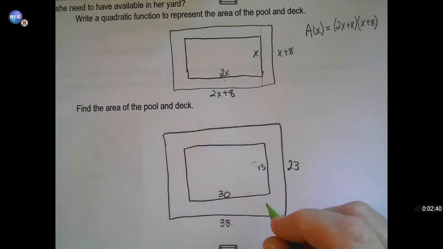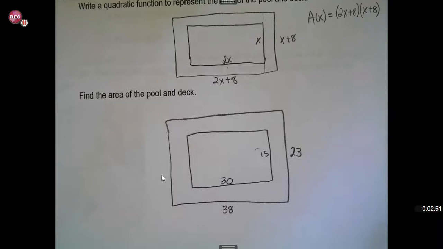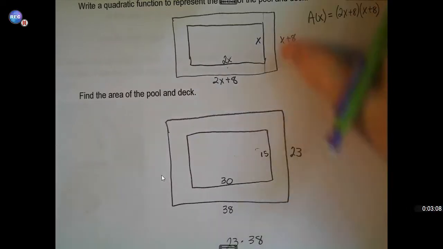To find out whether or not she has enough space in her yard for this, we just need to find the area of the whole thing. So the area of the whole thing would be 23 times 38, or 824 square feet.